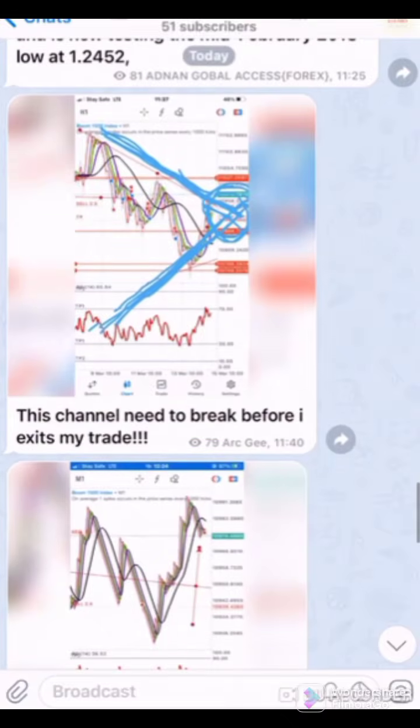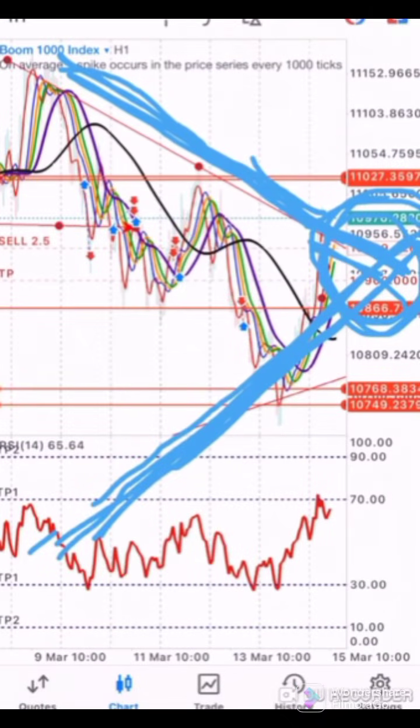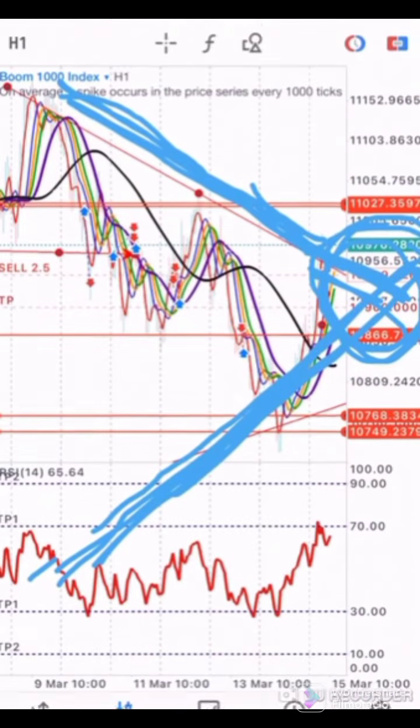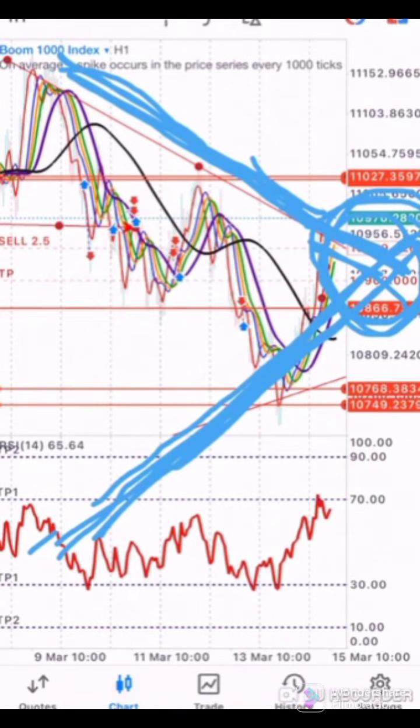Okay, this is Boom 1000, the current market I'm in right now. I'm waiting for the market to hit TP for me, and I'm not going to close it till it hits TP. This blue line where I drew is telling you that if the market, anytime from now till the next 2 to 3 weeks, does not break below this downward trend line, I will not buy. And as far as it does not break below, that's just it.